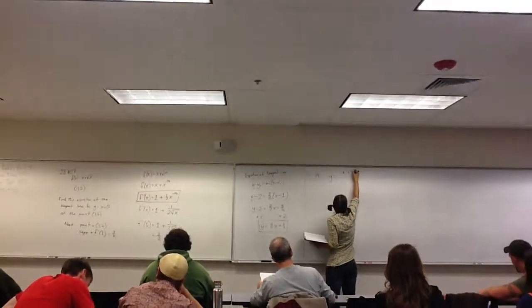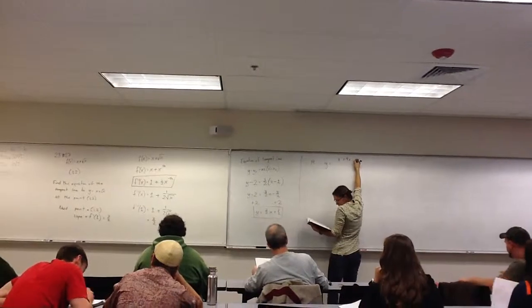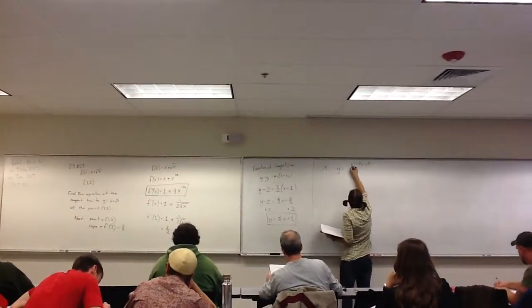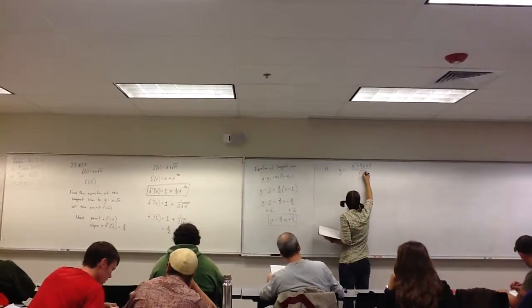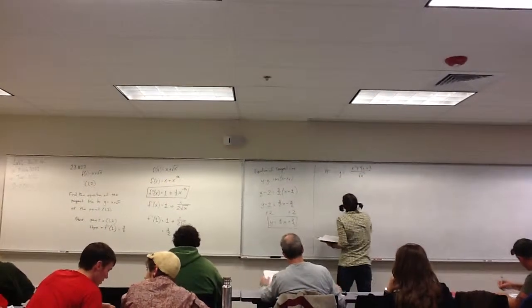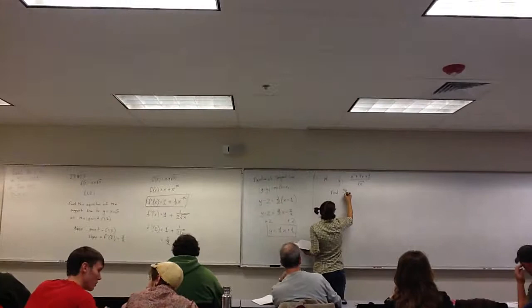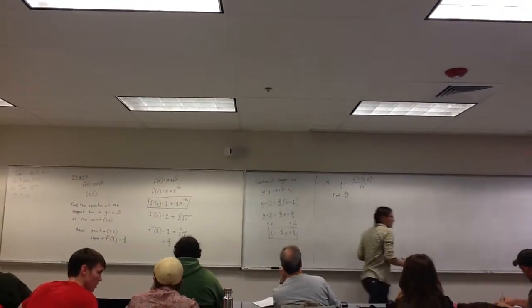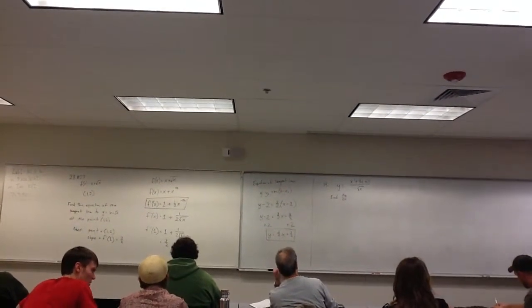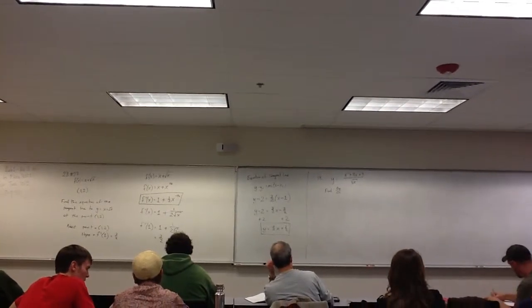y equals x squared plus 4x plus 3 over the square root of x. And our goal is to find y prime, or another way to write that is dy dx. So find the derivative of this function. All right, so what were your thoughts?